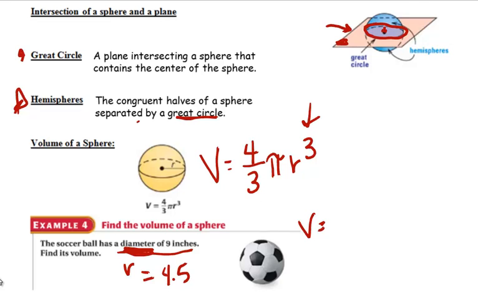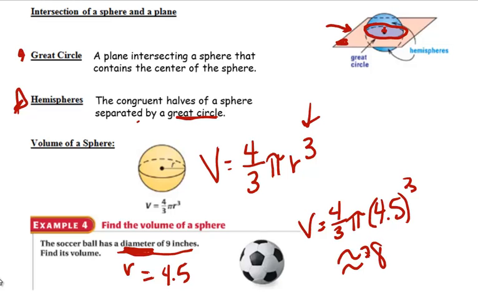And my volume now is going to be 4/3 pi and my radius of 4.5 cubed. Okay? So 4/3 pi r cubed. Plug that all in. We're going to get about 381.7. Sorry, I left out the 3. Let's do this. 381.7 inches cubed. So remember to keep putting your units on that.